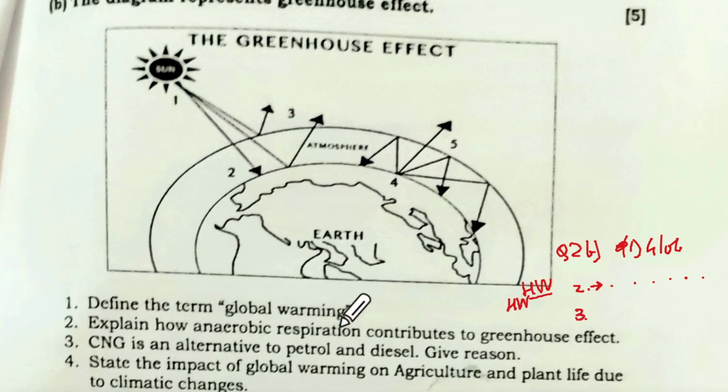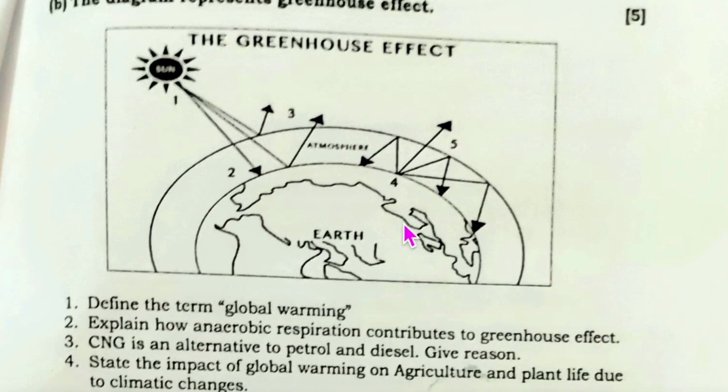Okay. Then what is the third one? CNG is an alternative to petrol and diesel. So why CNG is used? This give reason also you will prepare at home, write it for homework. These are learning type of questions. State the impact of global warming. What you write over there? Impact of global warming on agriculture and plant life due to climatic changes. And this again is learning work you will have to do on your own.